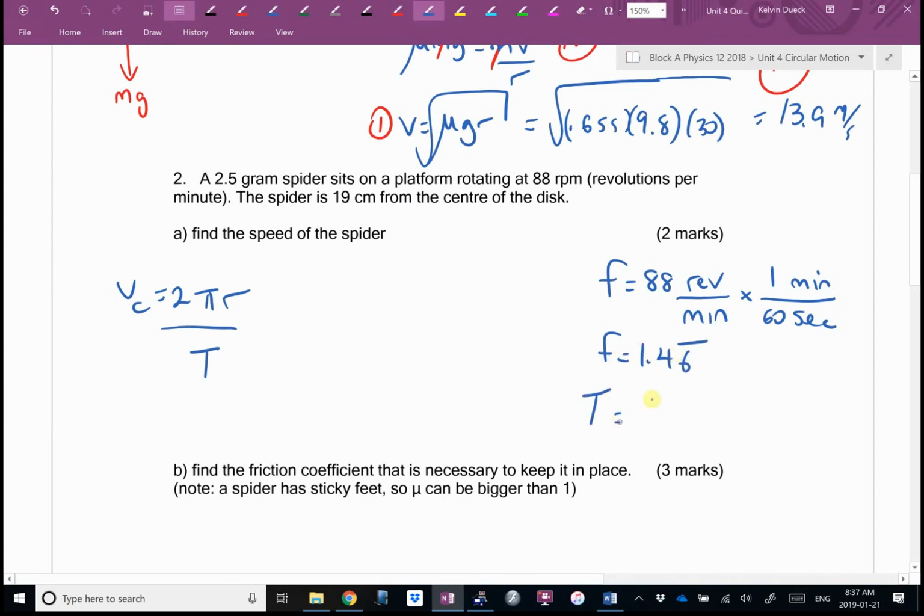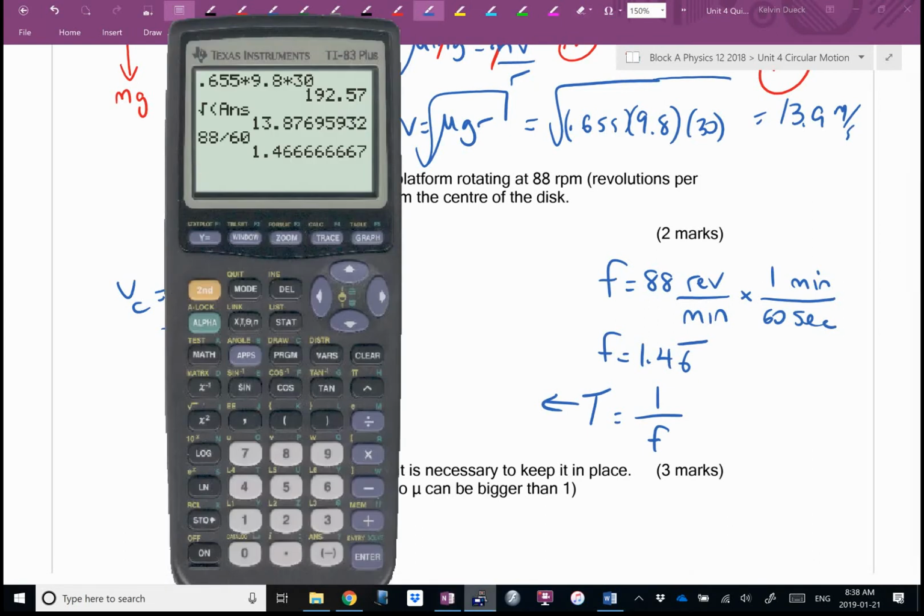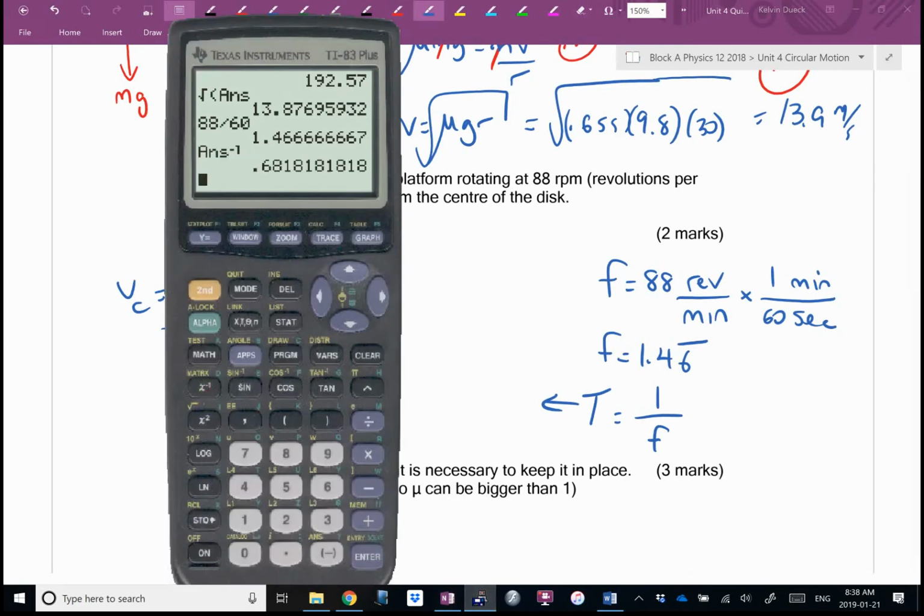So the period is going to be 1 over the frequency. That's what's going to go there. By the way, I guess technically another equation would be 2 pi r times the frequency, because the period and frequency are reciprocals, so multiplying by the frequency would give you the same thing. But I'll take the reciprocal. Is the period 0.6818 repeating?